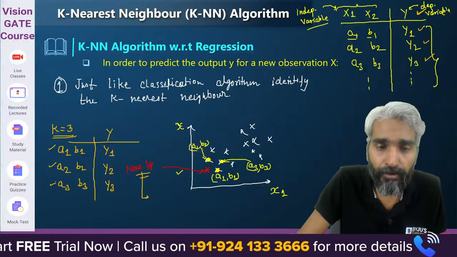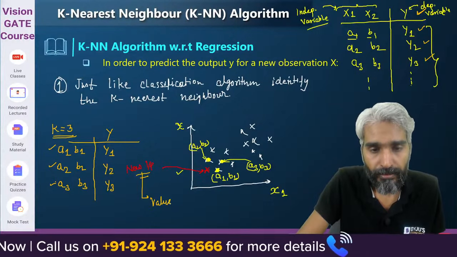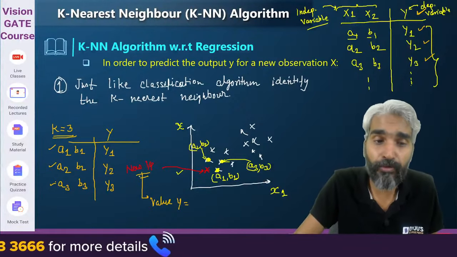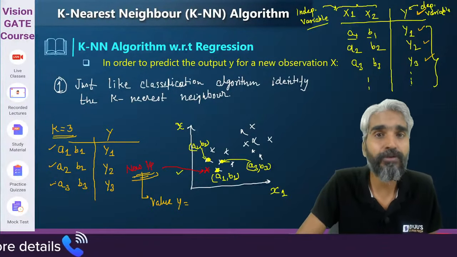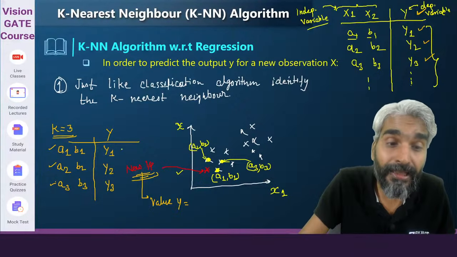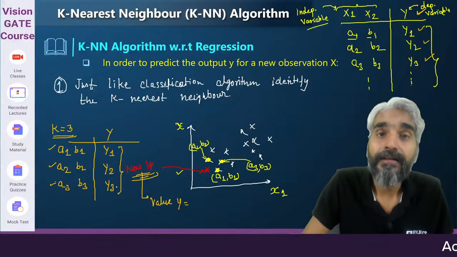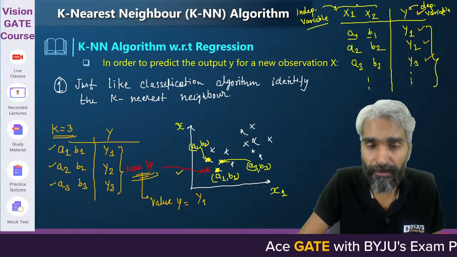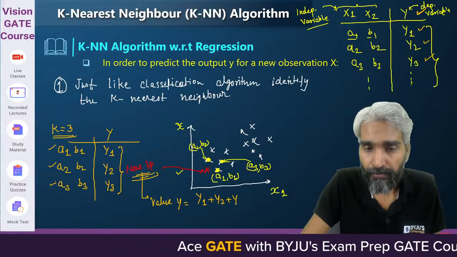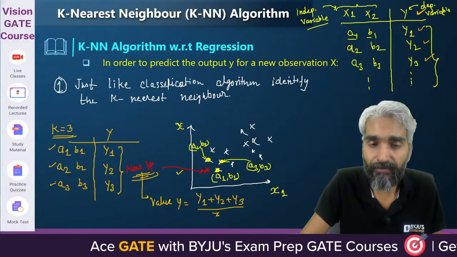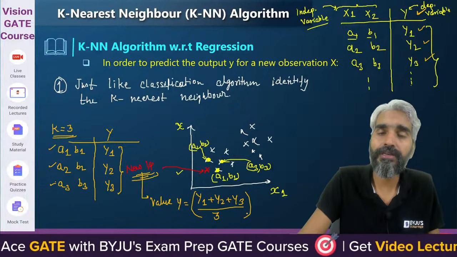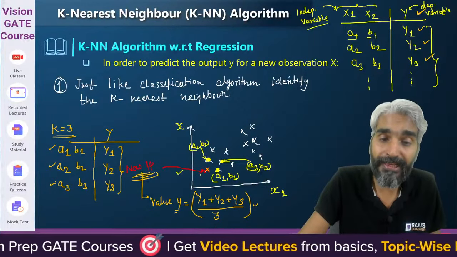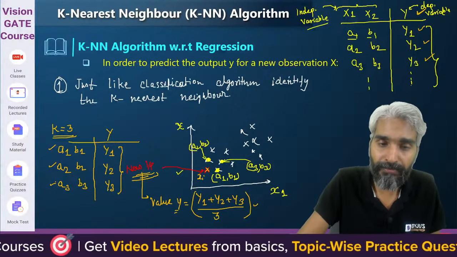So what will be the value? Please try to understand. The value of y with respect to this new input will be nothing but the mean of the values corresponding to those k neighbors. It will be y1 plus y2 plus y3, divided by k, where the value of k is 3. Whatever value comes out, that will be the predicted value of y with respect to this new input, let me call it L comma m.